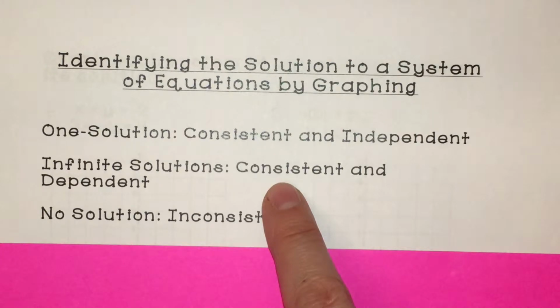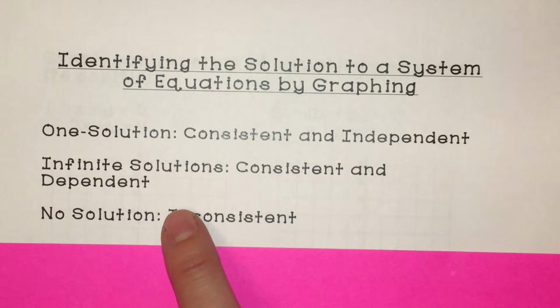And so if your system has an infinite number of solutions, it's called dependent, which means that there's an unlimited number of solutions that satisfy both of the equations that have been graphed because they intersect at every single point.